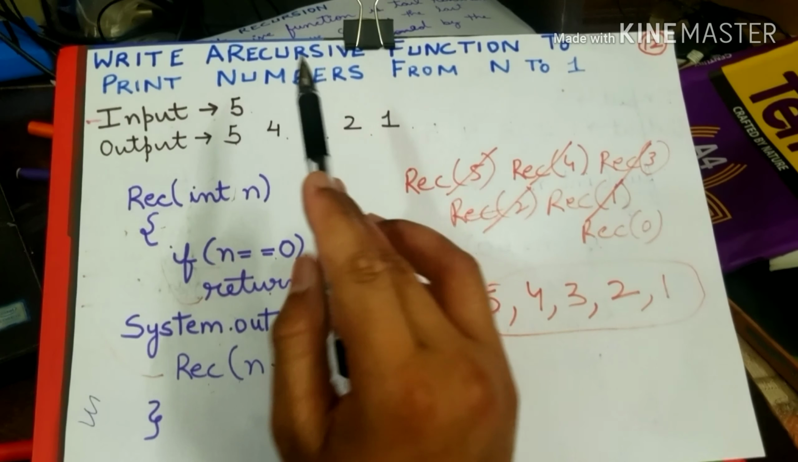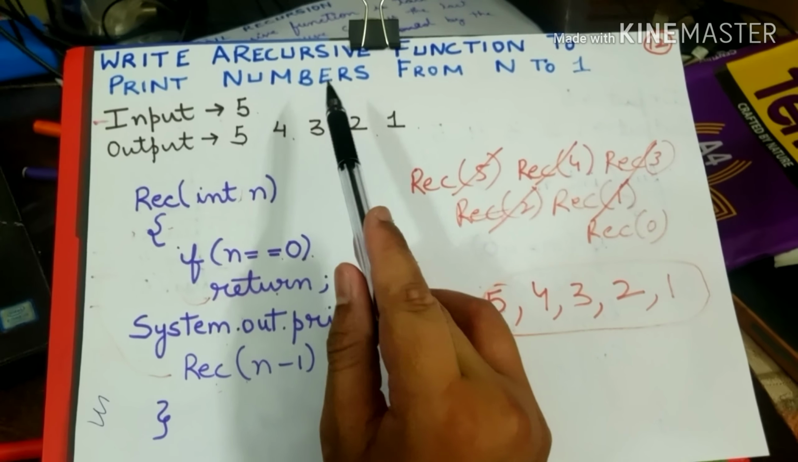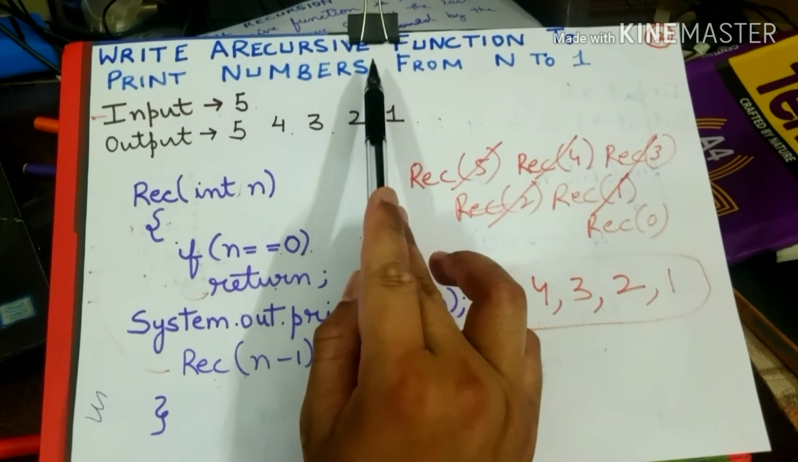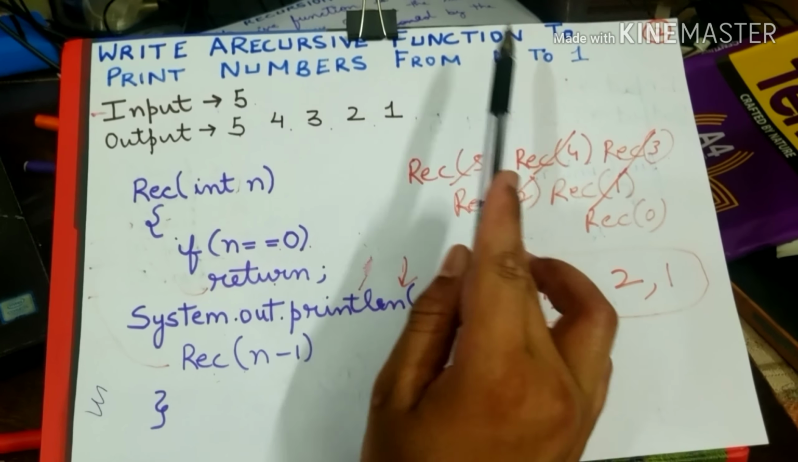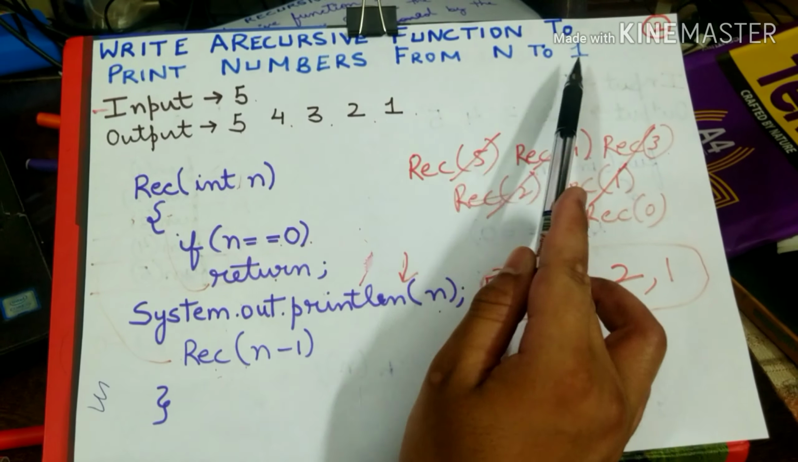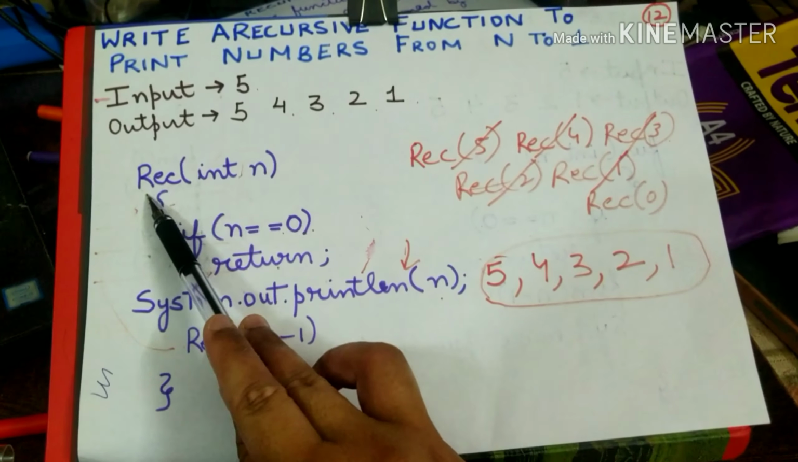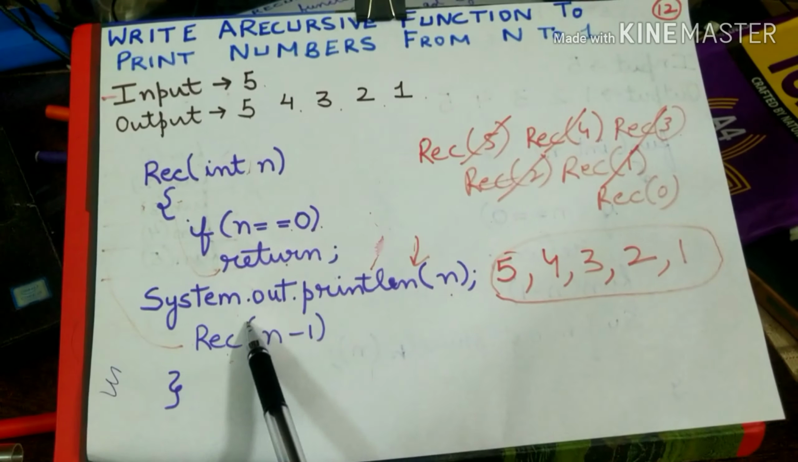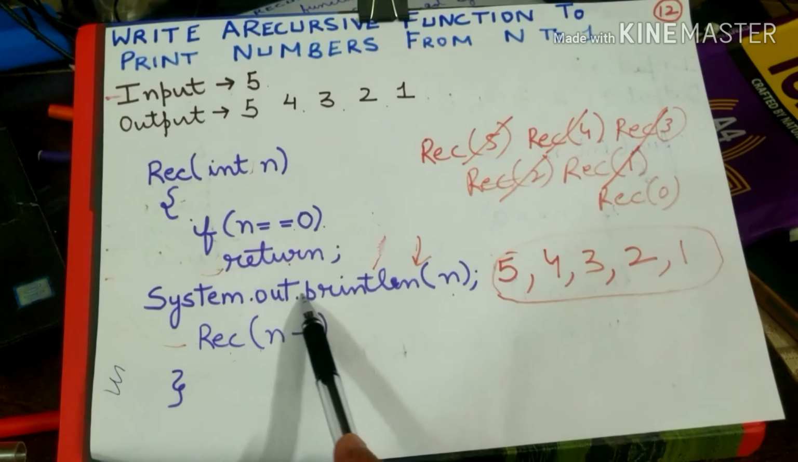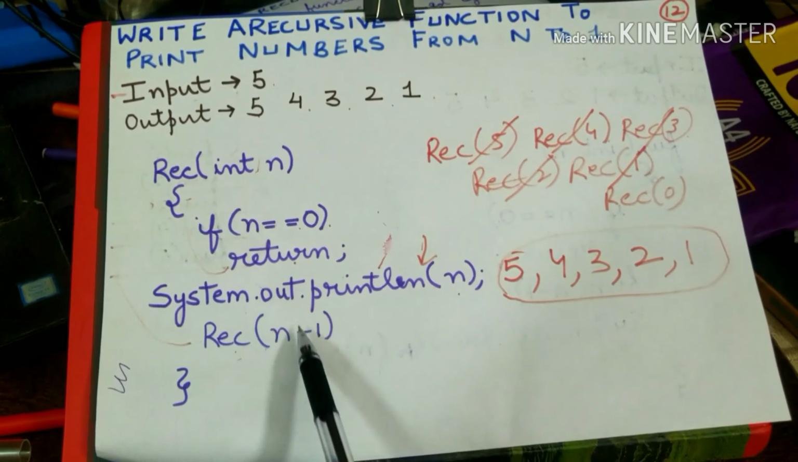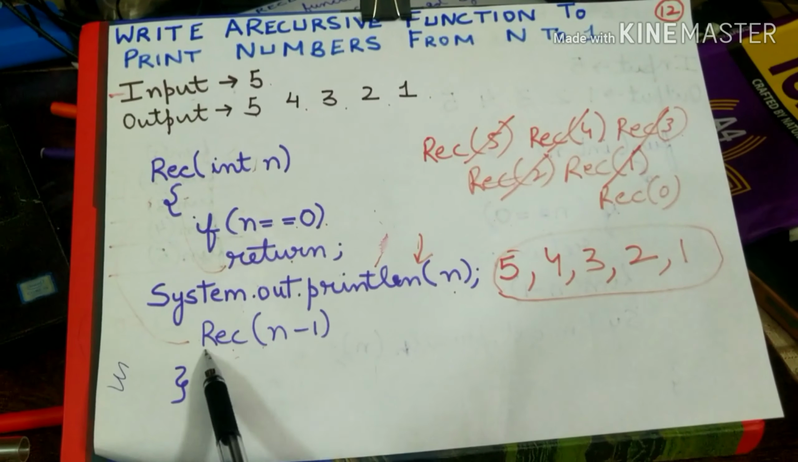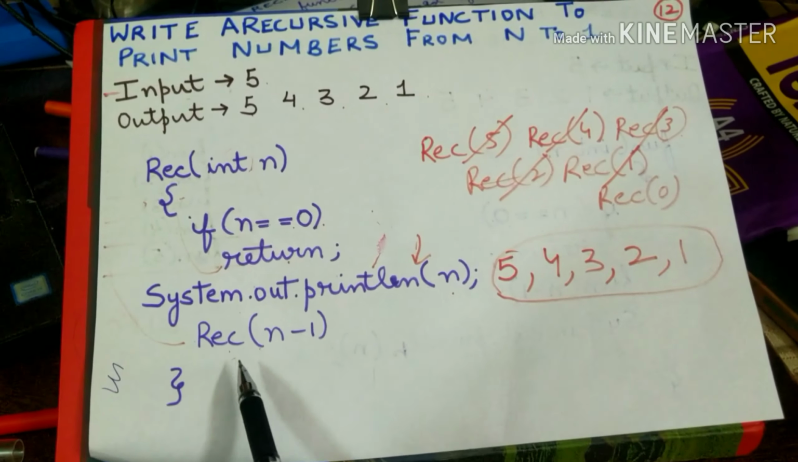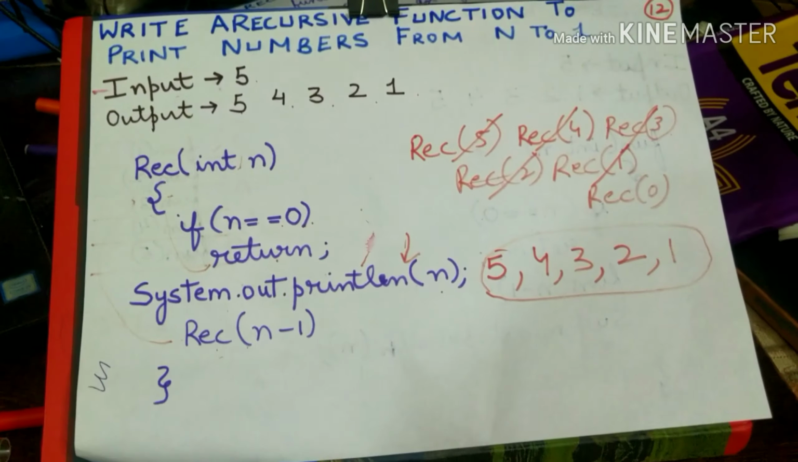Another example of tail recursion is a program we have already done, that is, write a recursive function to print numbers from n to 1. So we create a method that is rec with a parameter that is int n. At last we are calling the same method with a different parameter. So the last thing is a method call. So that's why it is a tail recursion.